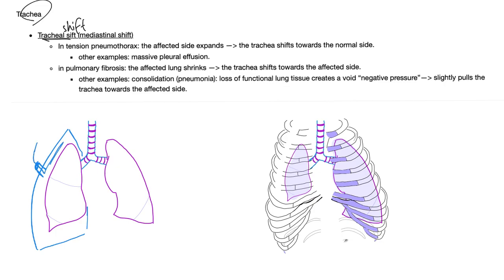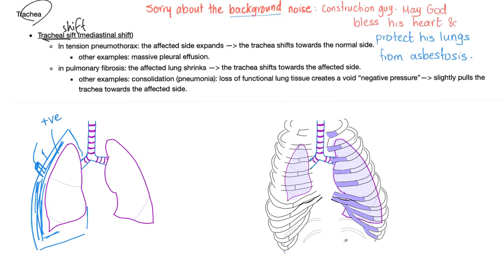So air comes into your chest, but it doesn't leave. It comes into your pleura, but it doesn't go back. The pressure is gonna be positive, and normally the intrapleural pressure is negative. When it's positive, you know what does positive pressure do? It pushes stuff. It's gonna push and push and push and shift the trachea towards the normal side. So here is the first example, tension pneumothorax. It pushes the trachea towards the normal side.